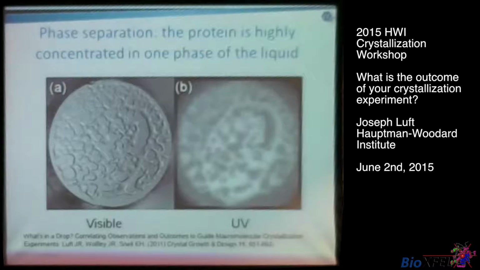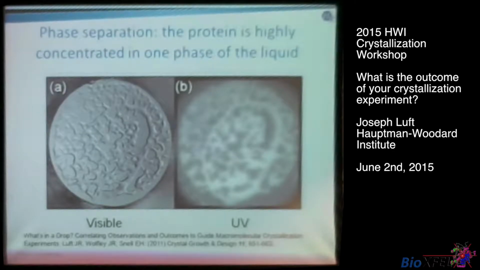Phase separation. So phase separation is basically an oil and vinegar effect, where you've got a very highly concentrated protein phase, and it's surrounded by another protein phase that's at lower concentration. So all of the protein is never going to be contained in the highly concentrated protein phase. There's always going to be a small amount that's in equilibrium with that in the background. You can characterize this using UV light. So the protein phase will actually sort of light up with UV. As I said, UV doesn't tell you anything about the crystallinity of what you're viewing.